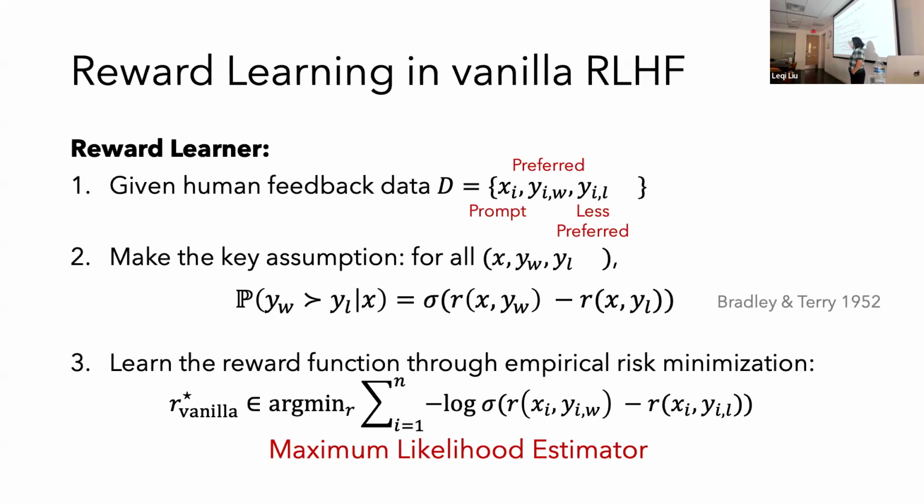It should equal the sigmoid of the reward of the chosen response under the prompt minus the reward of the rejected response under the prompt. And under this Bradley-Terry model, what reward learning is doing is just trying to maximize the likelihood of the observed data under this reward model. Any question about this? What does this symbol mean? This one? No, the greater than. Oh, preferred over. Preferred. Oh. Yeah.